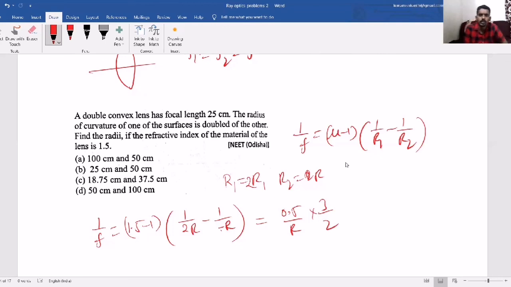So here the focal length they have given. So it is nothing but 3 by 4r. They are asking the radius of curvature. So r equals now 3 by 4f.